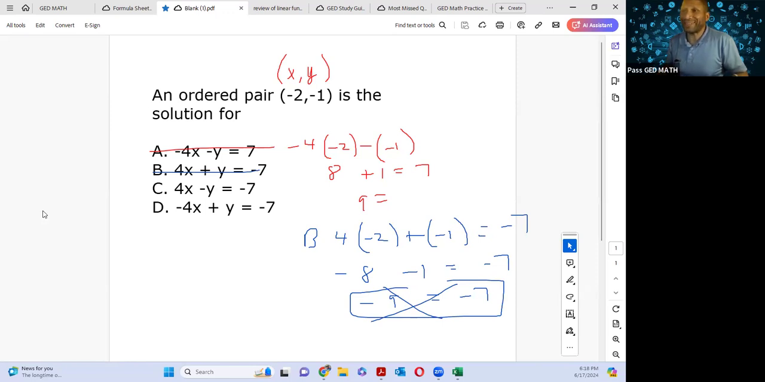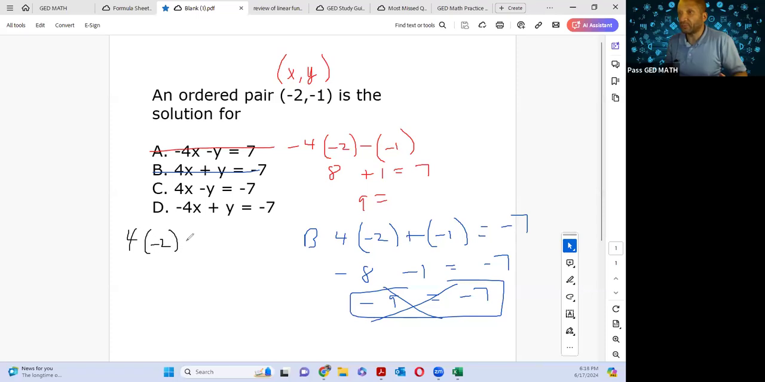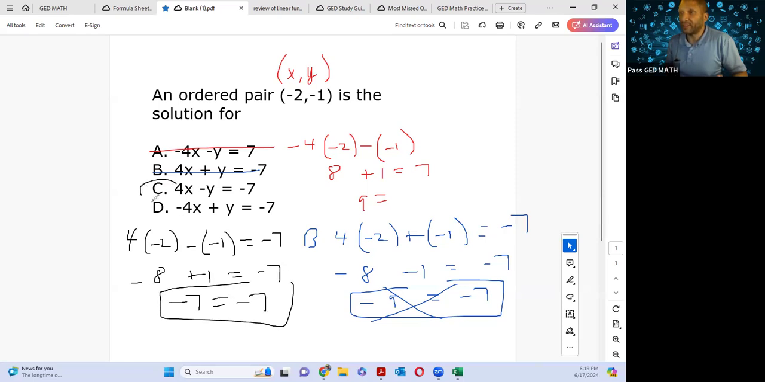This is why this is considered a difficult problem, because look how long it's taken. 4 times x, which is -2, minus a -1 equals -7. -8 plus 1 equals -7. -7 equals -7. C is your answer. Now, that took us about a minute and a half, almost 2 minutes.